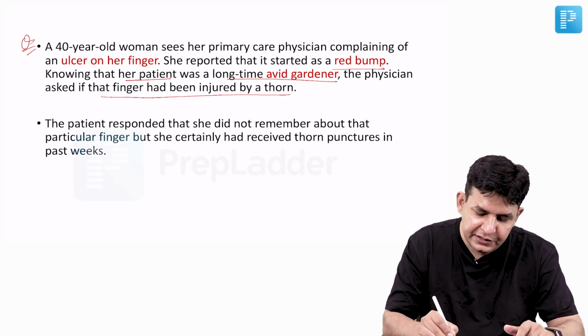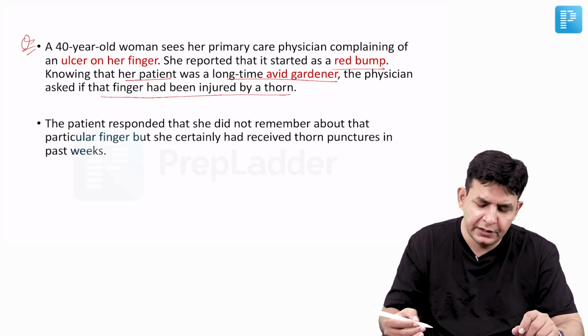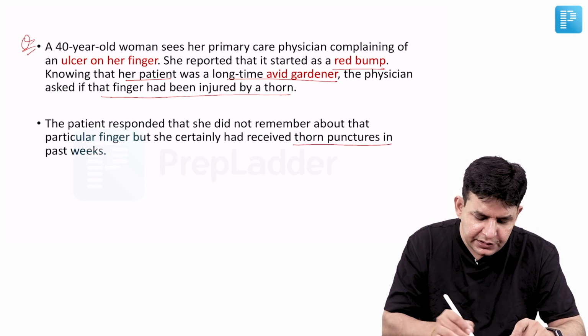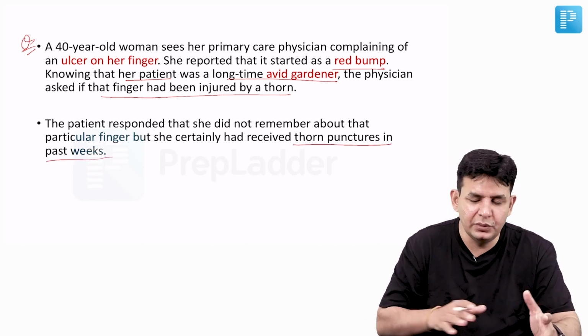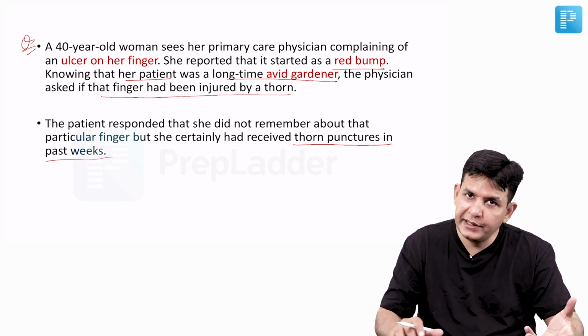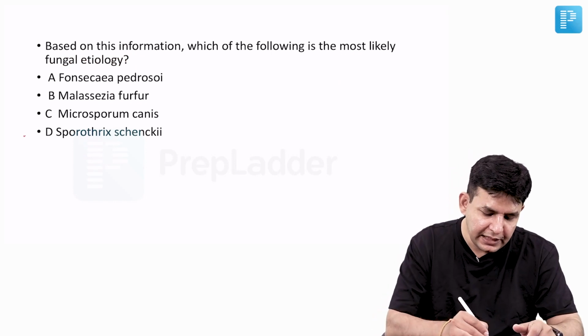The patient responded that she did not remember that particular finger being punctured by a thorn, but she certainly received thorn punctures in the past weeks. Okay, so this is very clearly pointing towards what? Sporotrichosis, caused by what? Sporothrix schenckii. Fine. So the answer to our question is what?